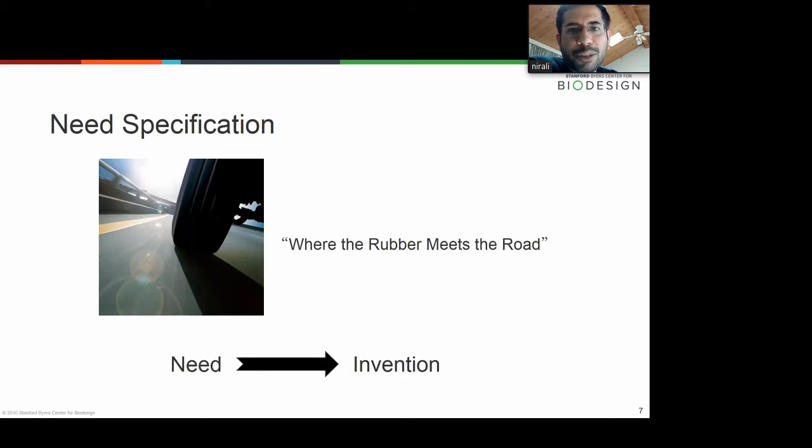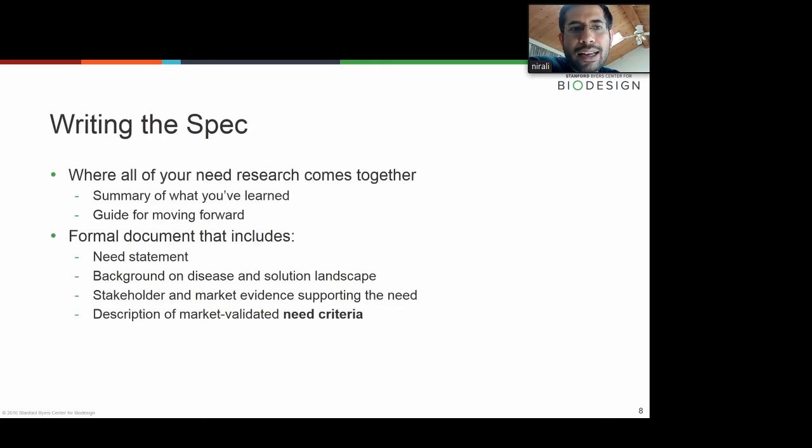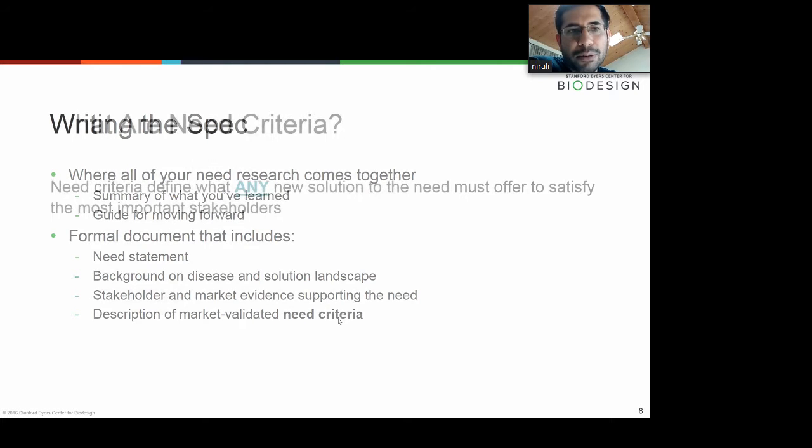So this is really where the rubber meets the road, as we say, where the need starts to become the core fundamental elements that will help lead you to your invention or your solution. So writing the specifications is where all of your research comes together, a summary of what you've learned and your guide for moving forward. It's a document that includes the need statement, the background on the disease, stakeholder and market evidence, and the description of the market-validated need criteria. So we'll talk more about that.